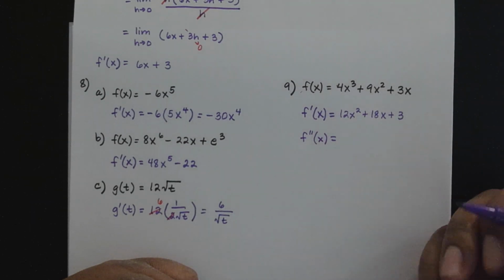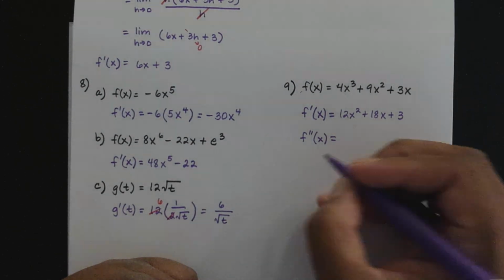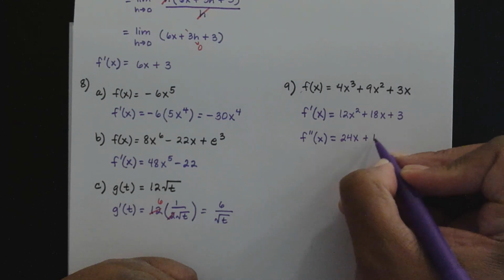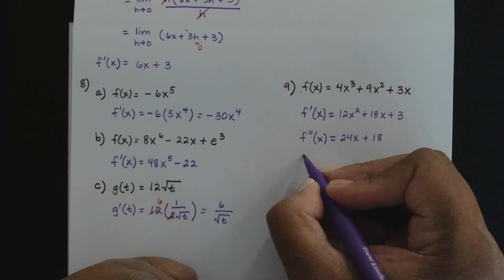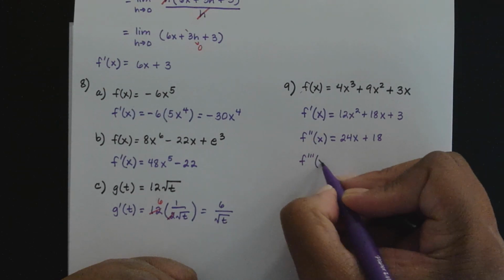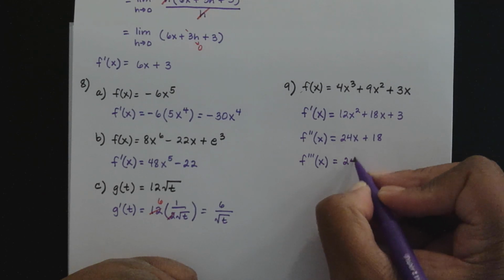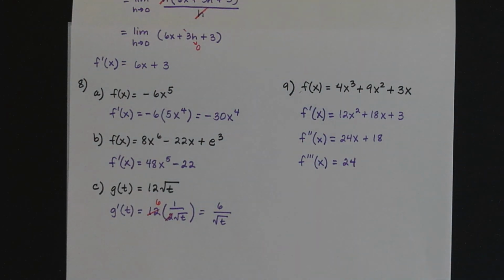So what would the second derivative be, or f double prime of x? 24x plus 18. And then finally, f triple prime of x, just 24. Okay. Any questions about higher order derivatives for number 9? Or are there any questions about what will be on exam number 2? Okay.